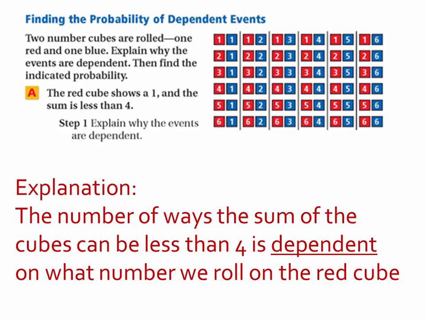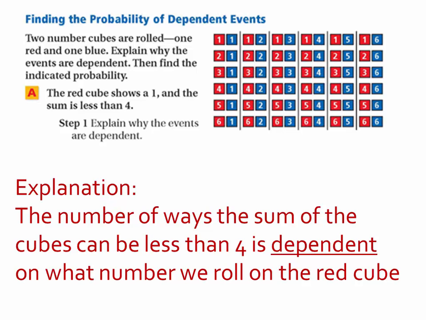Okay, here's another example. We have 2 cubes. One is red, one is blue. We're rolling both of them. They want to know what is the probability that the red cube rolls a 1 and that the 2 cubes added together, their sum, is less than 4. So let's look at event 1 first. What's the probability that we roll a 1 on the red cube? How many sides are on a cube? 6. So what's the probability we roll a 1? 1 out of 6.